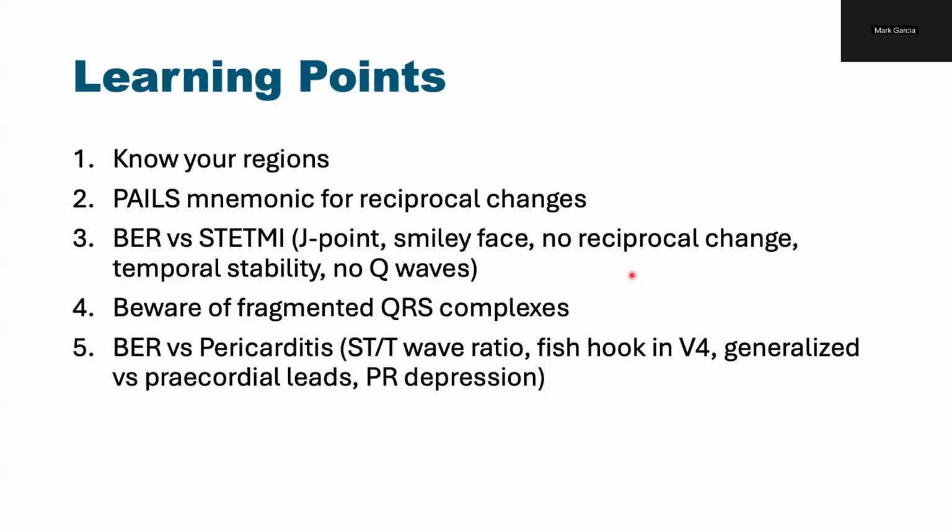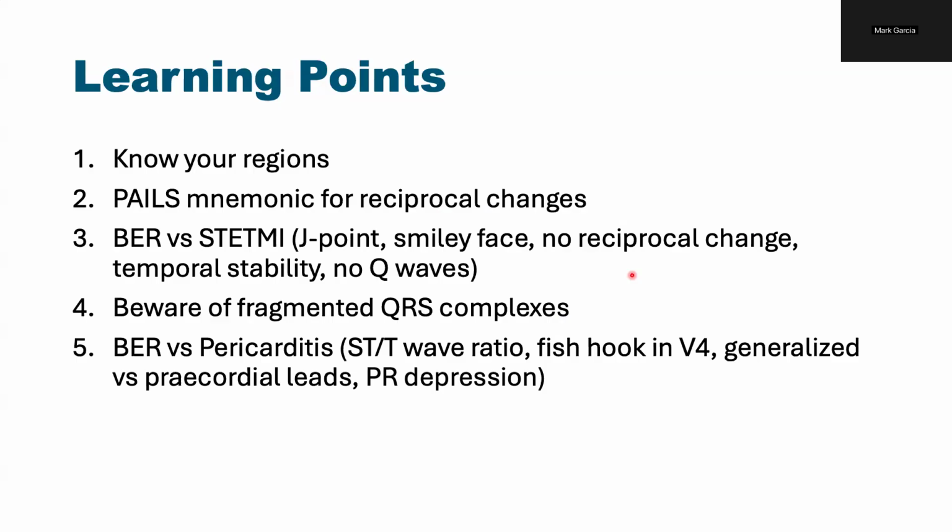So one is know your regions. Know the PALE mnemonic for reciprocal change. Know the difference between BER and a STEMI. You should be looking for the J point, particularly in V4. Look for the smiley face. Look for the fact that you should not have reciprocal change in BER. There should be temporal stability in BER, and make sure that you don't have any Q waves.